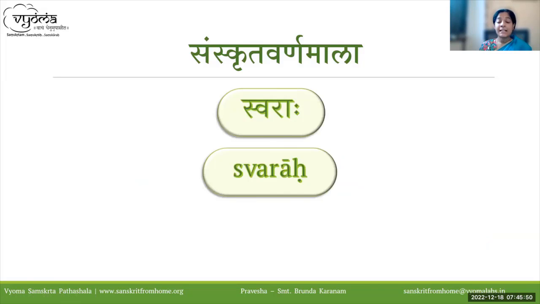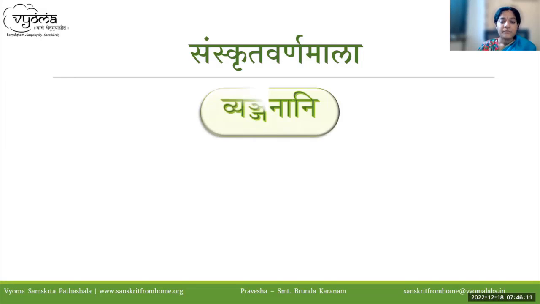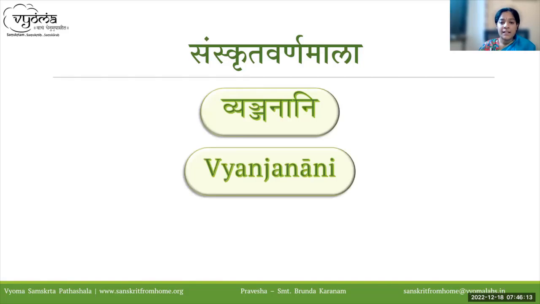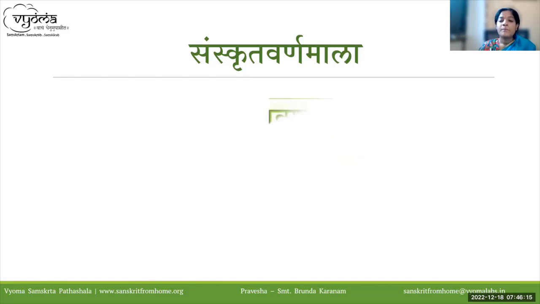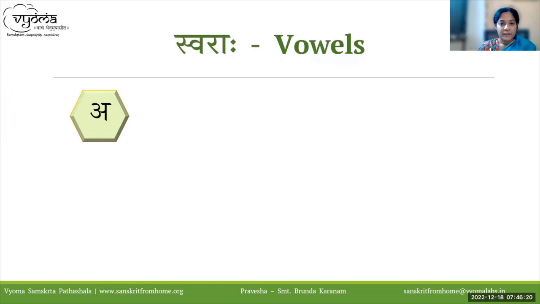Okay, let us come to the first type of letters called Svaraha, or vowels. And I will also be requesting some of you to repeat after me so that you get the pronunciation right. The second type, Vyanjanani or consonants. And then we have Ayogavahaha. Okay, let us begin with Swaraha.